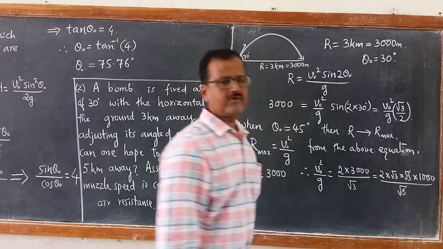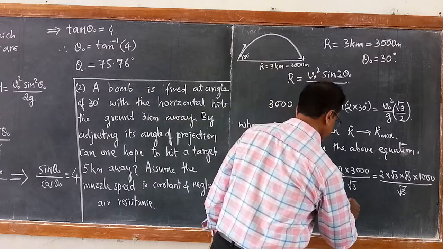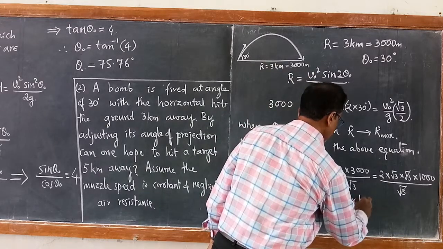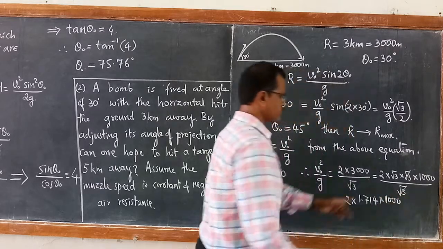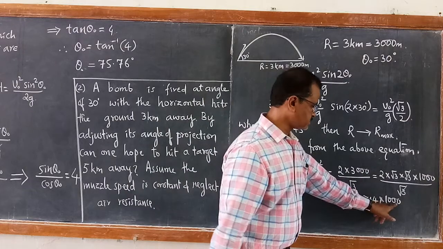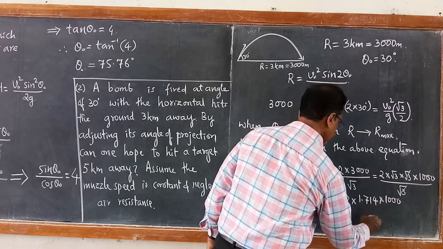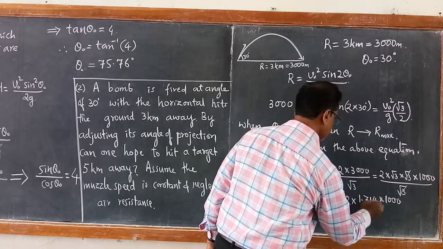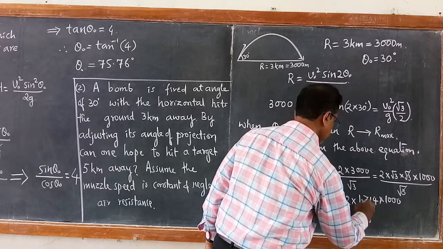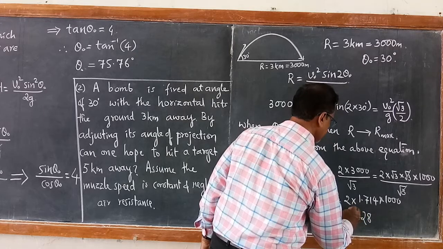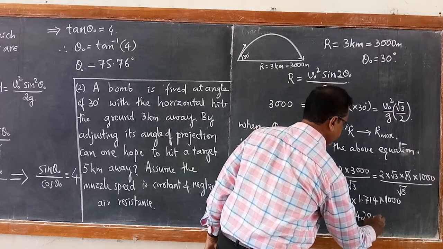So we know what is the value of root 3, 1.714. So if you substitute that, 2 into 1.714 into 1000. So this becomes the answer. So 1000, 3 zeros cancel with this decimal. So it becomes 2 4s are 8, 2 1s are 2, 2 7s are 14, carry 1, 2 1s are 2 plus 1 3, 3428 meter.